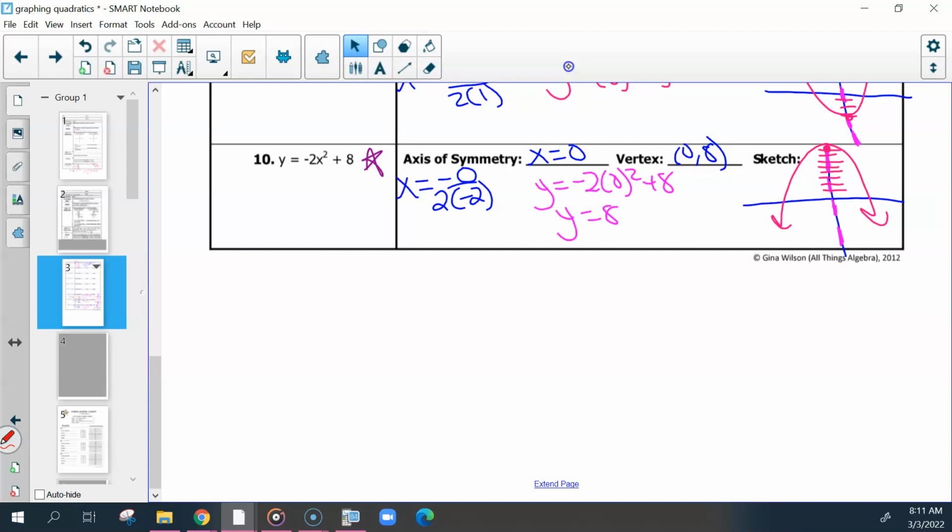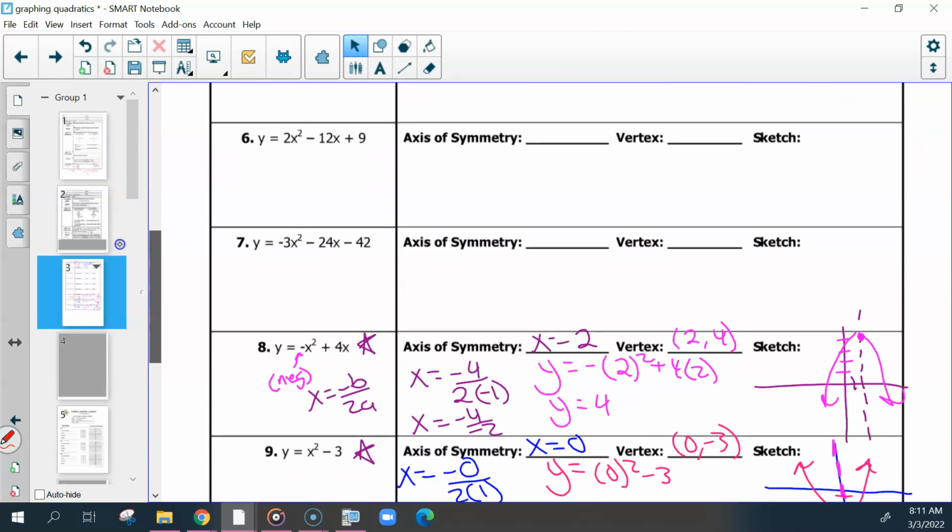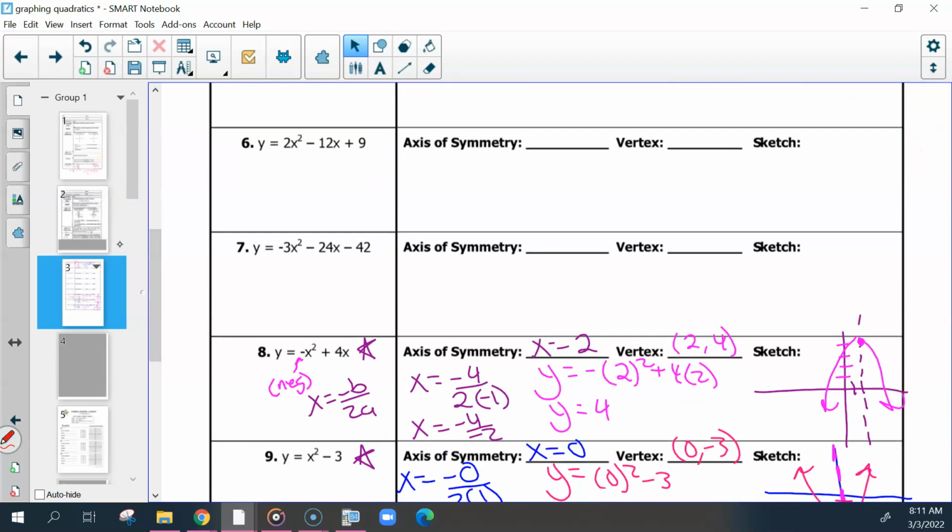For the remainder of class, I want you to go through numbers 3 through 7, find the axis of symmetry, your vertex, and draw in your rough sketch. And if we have time, we'll go over those. If not, we'll go over them tomorrow.